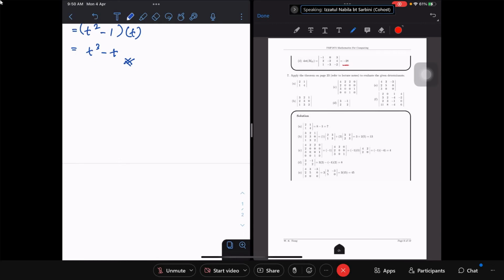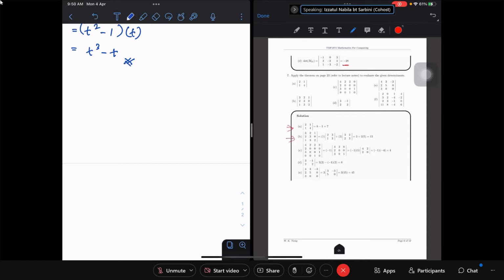Right? So apply the theorem on page 23, refer to lecture notes to evaluate the given determinants. Okay. Basically, this one is the one that we discussed previously. So 2 by 2, very simple, cross multiply and then minus. So 8 minus 1. B, similar, so you just choose one row.